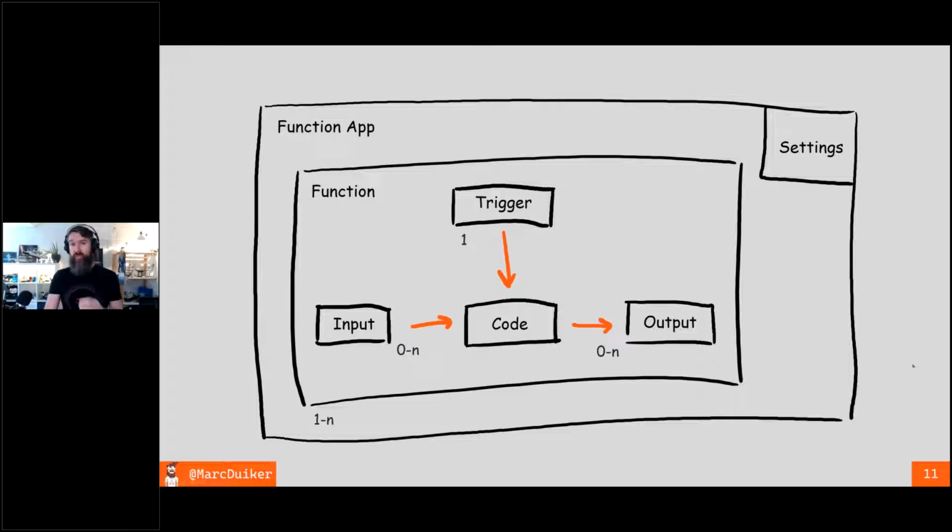On the function app level, you also have application settings. So for instance, if you need connection strings to databases, or if you need to put API keys in there, you can put them in your application settings, and then your functions can use those settings.